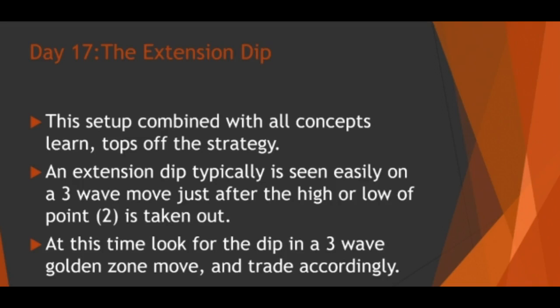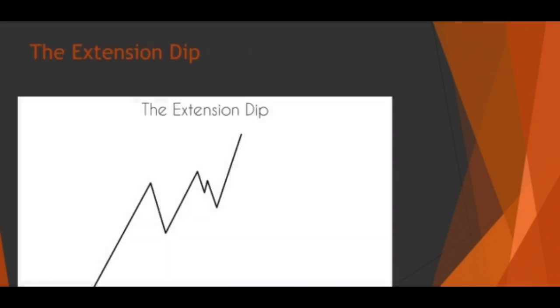An extension dip typically is seen easily on a three-wave move just after the high or low of point 2 is taken out. At this time I look for a dip in a three-wave golden zone move and trade accordingly. Really what we're looking for is the continuation trade in the golden zone, or, I shouldn't say golden zone, the extension dip. So here's an example.